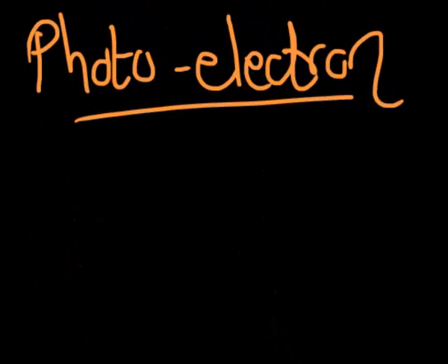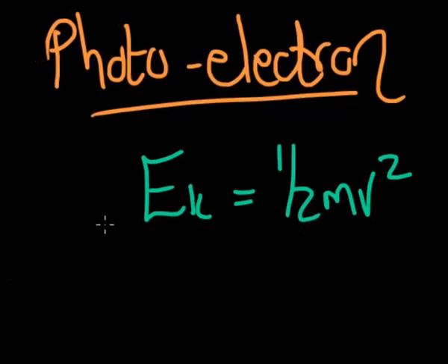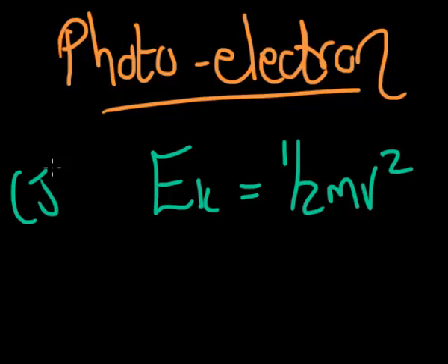Let's take a look at our photoelectron. Remember, the photoelectron is that part of the electron that was able to emit from the metal surface because of the sufficient energy received from the photon. So my photoelectron, once it's been emitted, will have a kinetic energy, which will be equal to a half mv squared. Now, kinetic energy is an energy, so it will also be measured in joules.